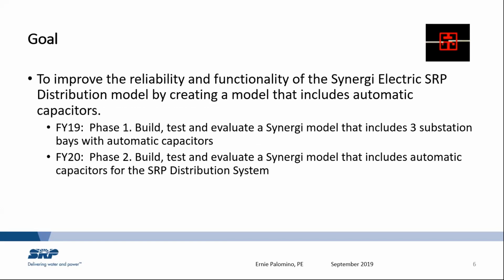So we broke this goal into 2 parts. One, fiscal year 19. In SRP, our fiscal year is May through April. Last fiscal year, it was proof of concept. Does this work? We only picked 3 substation transformers, and we had to manually enter all of the data. We were able to prove that it worked. That's what I'm going to show in this presentation.